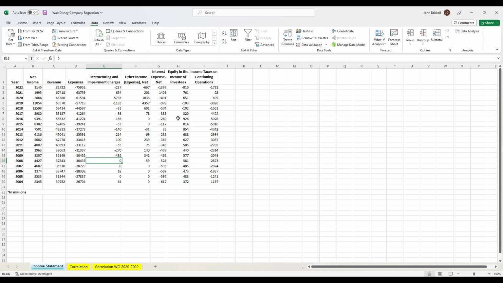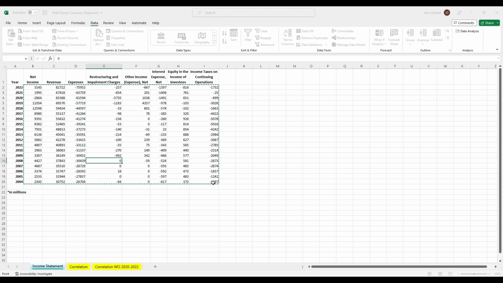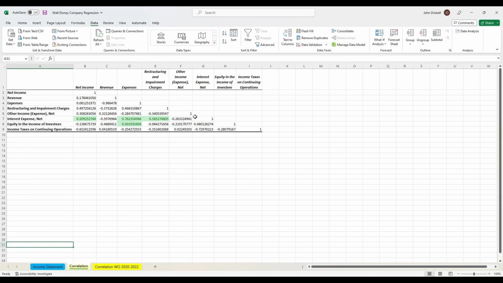Before we run our regression analysis on this, first we have to run a correlation analysis. To do that, go to Data and click Data Analysis, and we want to run a correlation. We want to run it from 2022 all the way to 2004, grabbing all of our data and using it. After we ran that, this is the correlation analysis that we got.